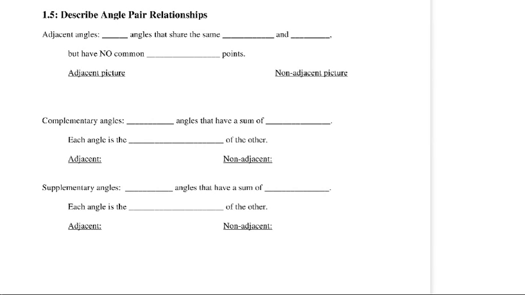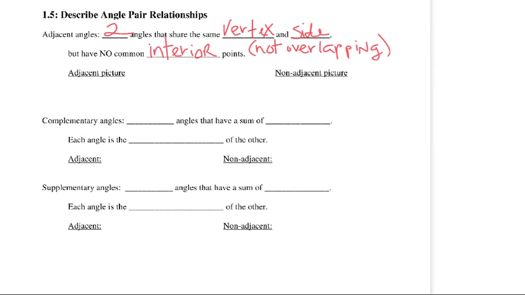So adjacent angles are two angles that share the same vertex and side, but they have no common interior points. And what you have to think of with that is that they are not overlapping. So here is a picture of what adjacent would look like, and here is what non-adjacent would look like.